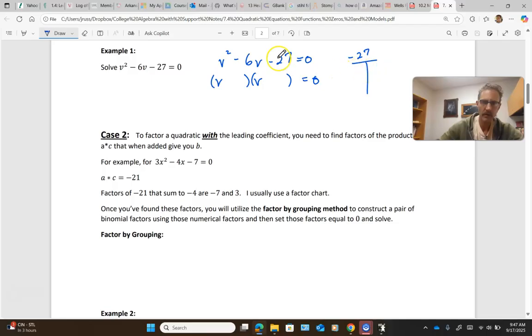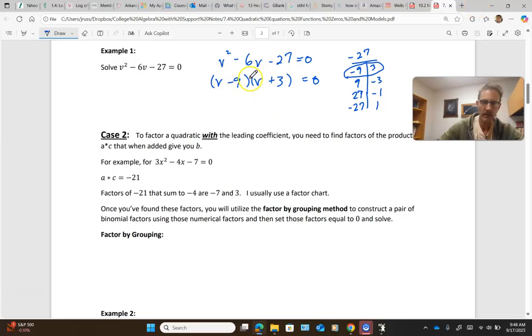Okay, so what times what gives me negative 27? Well, there's a lot of numbers. Negative 9 and 3, positive 9 and negative 3. What about 27 and negative 1? Or negative 27 and positive 1? These are all combinations, all factor pairs. But only one combination will sum to give us negative 6, and that's the first one. Those are the two constants that we're going to use in our two binomial factors.